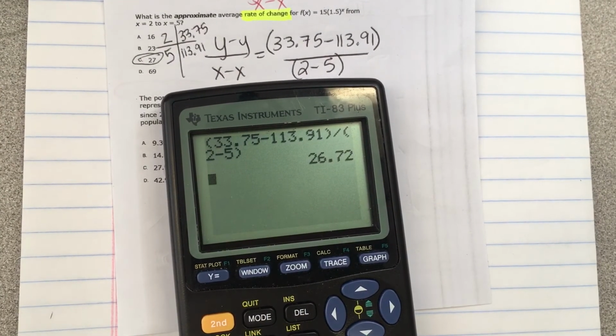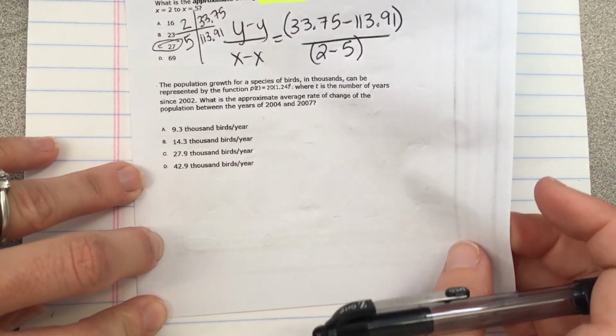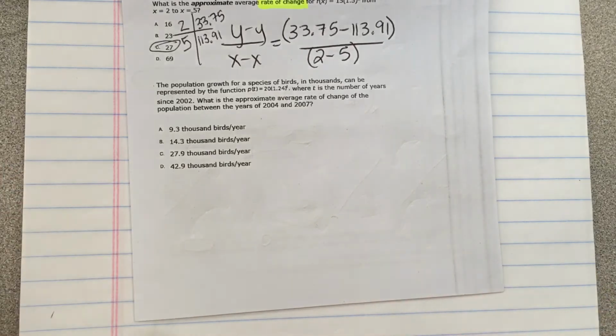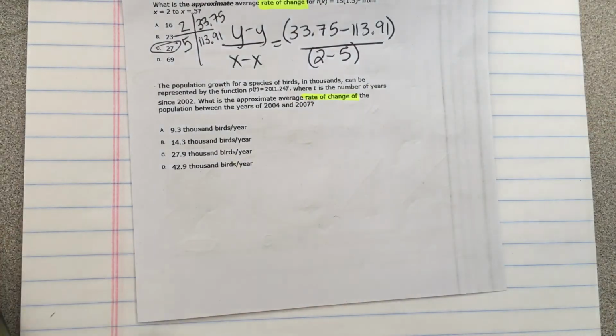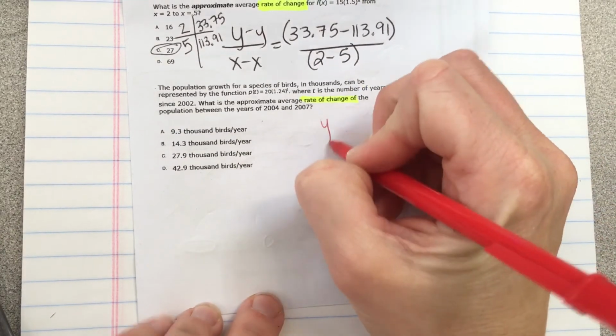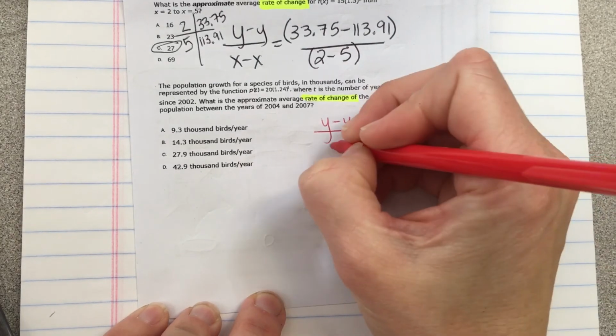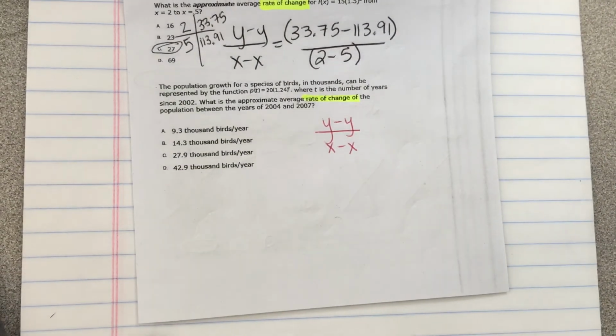No. Coach, please help. And I, we look at our calculator. All right, last one. The population growth for a species of birds in thousands can be represented by the function P of t equals 20, 1.24 to the t, where t is the number of years since 2002. What is the approximate average rate of change of the population between the years 2004 and 2007? What's the key word? Good, rate of change. What's the formula for that? Y minus y over x minus x, okay?